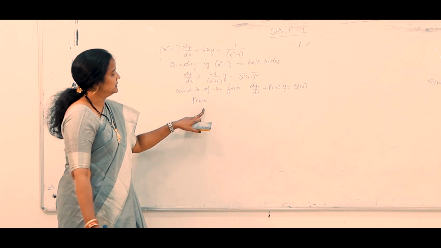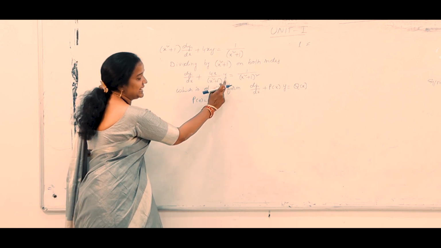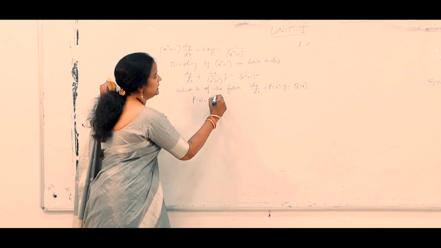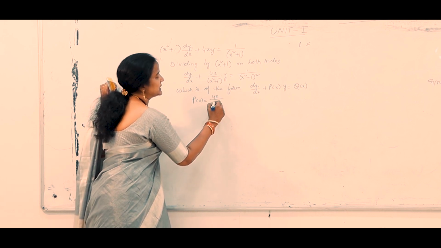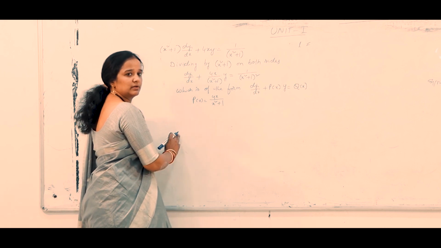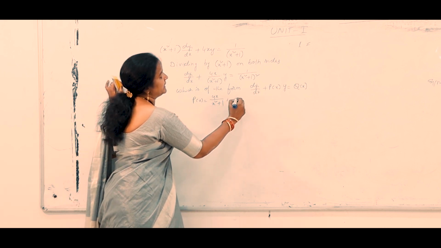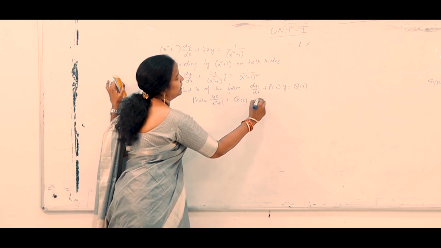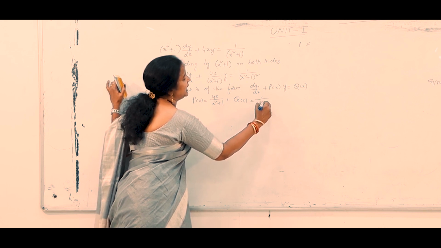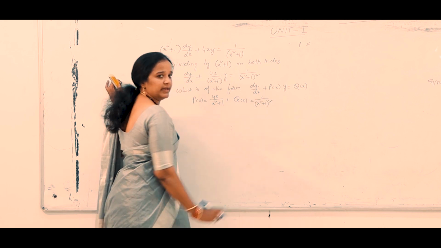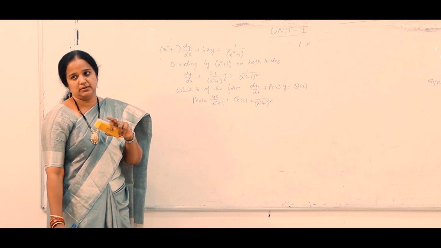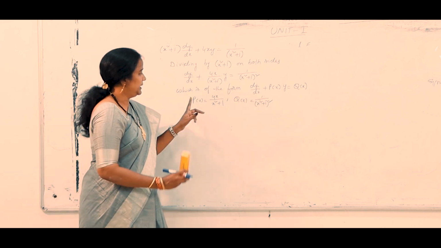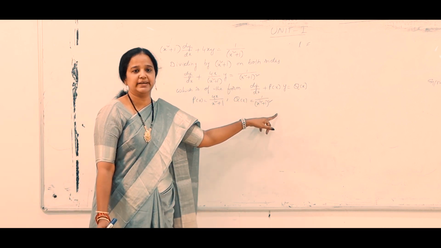P of x is, what is p of x value? Clearly, 4x divided by x square plus 1. Next, what is q of x value? 1 by (x square plus 1) whole square. This is step 1. That means we identify p of x value and q of x value.